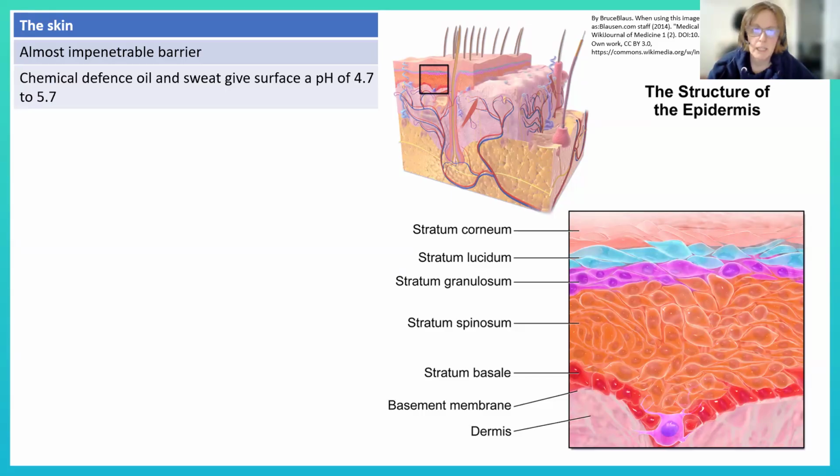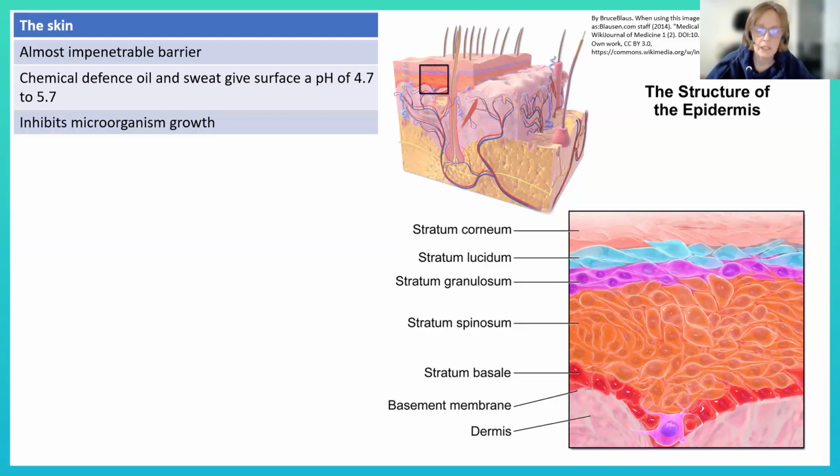One of the ways the skin protects us is that it has quite an acidic pH. So somewhere between 4.7 and 5.7. So it's pretty acidic. A pH of 7 is neutral. So it's got quite an acidic pH. That's due to the oil that's secreted onto it and the sweat as well. So that's not a very good environment for bacteria to live on for a start, or fungi. It's not particularly hospitable as a living environment for pathogens. It really does inhibit microbial growth, this acidic pH.